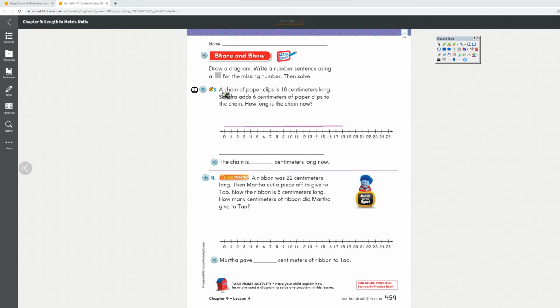Now the next part of the sentence says that Sandra adds, so she's going to add 6 more centimeters of paper clips to that chain. So we're going to add, not subtract. We're going to add 6, so all we have to do is count 6 more. 1, 2, 3, 4, 5, 6. Okay, so there we go. Now what is our math problem? Our math problem is 18 plus 6 equals 24. So how long is the chain now? 24 centimeters long.